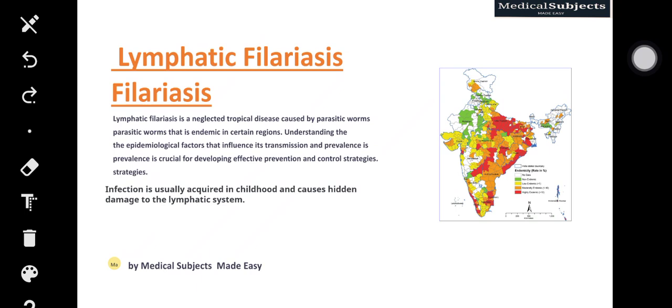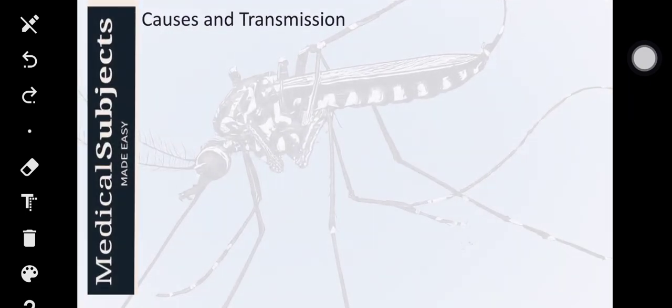It is an infection usually acquired in childhood and causes hidden damage to the lymphatic system. This needs to be remembered that it can occur in any age group, but the infection is usually contracted in childhood. Incubation period is approximately 1 to 2 years. That is, today you might have got bitten by the mosquito and you might be displaying clinical symptoms or clinical signs 1 or 2 years later. So that needs to be remembered. It is a long incubation period.